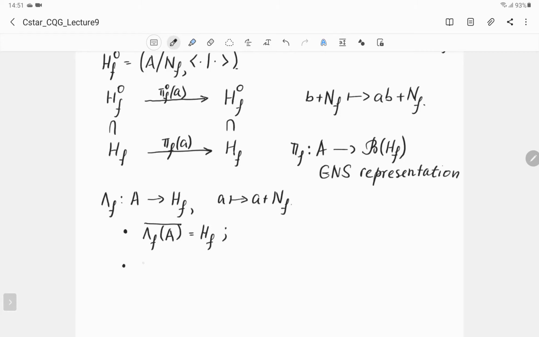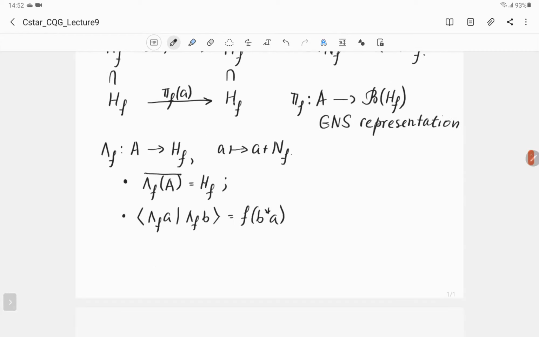Second, the inner product of any two elements in the image of this map, lambda_f(a) and lambda_f(b), is given by the following formula. This is f of b star a. Actually, this is just the definition of our inner product. And finally, the GNS representation pi_f of a acts on each vector of the form lambda_f of b as follows. Well, so these properties are immediate from the definition of our GNS representation.